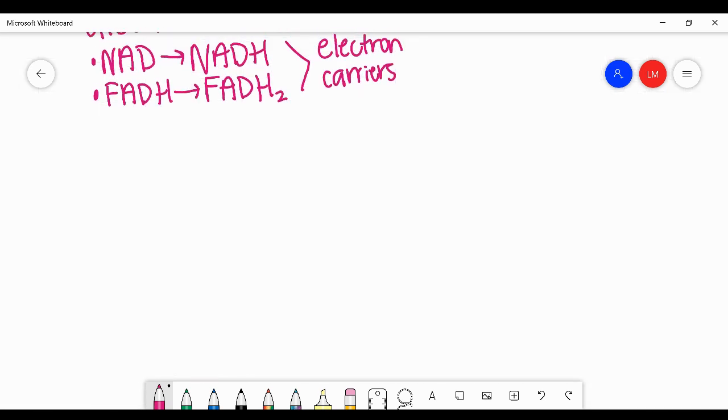Next, we're going to go through each of the steps of cell respiration and talk about what happens, where it happens, what's used, and what's made. Starting with glycolysis because it happens first. Start with what happens. My apologies.